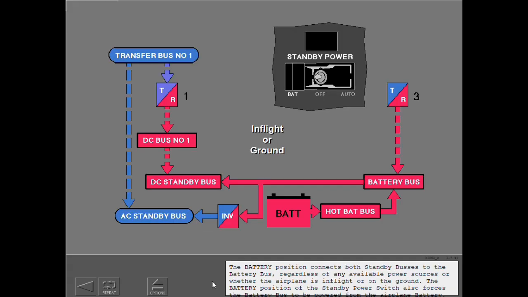The battery position connects both standby buses to the battery bus, regardless of any available power sources or whether the airplane is in flight or on the ground. The battery position of the standby power switch also forces the battery bus to be powered from the airplane battery.